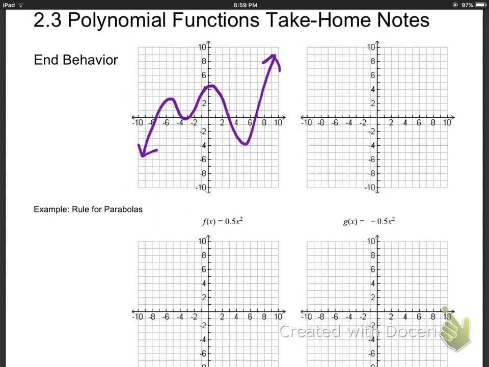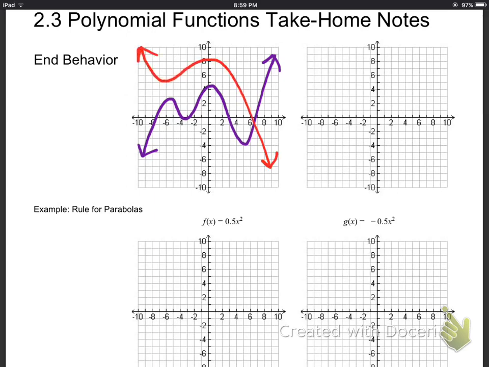So for example, for this purple polynomial here, we call this the end behavior. You see here on the left how it's going in the negative direction on the left side, and it's going in the positive direction on the right side. They're exploding, going down and then up on the left and right sides. So that's the first thing we want to tackle: what makes something go up, down, or up, or down, down?